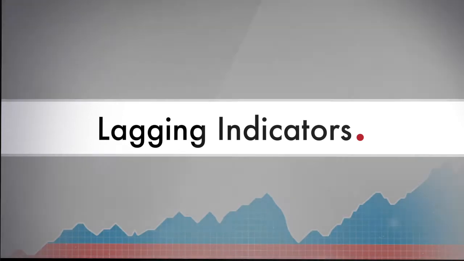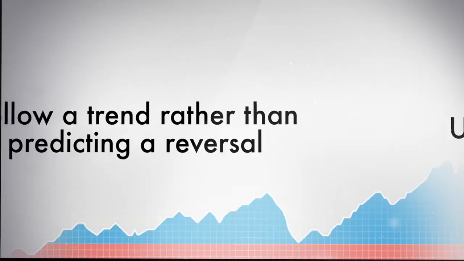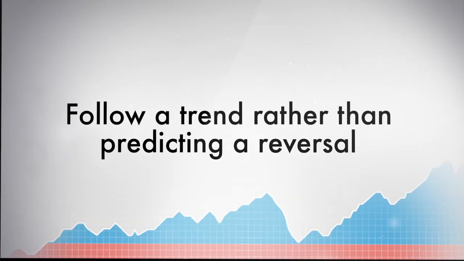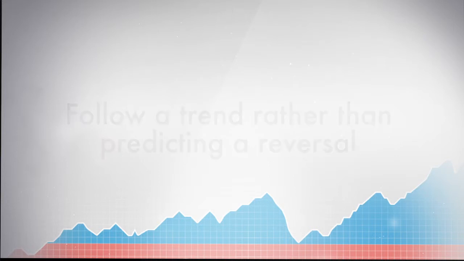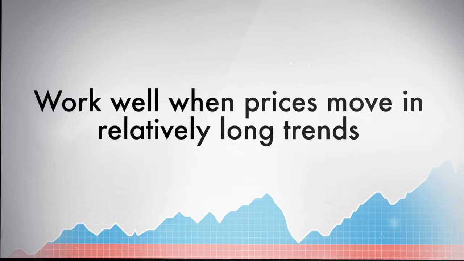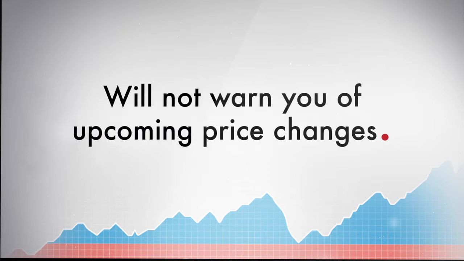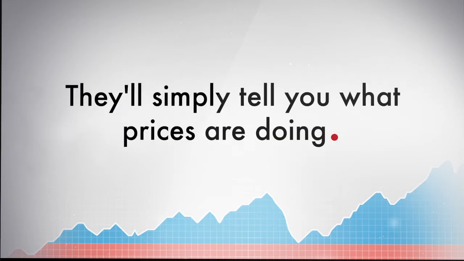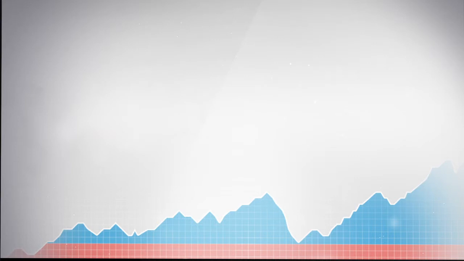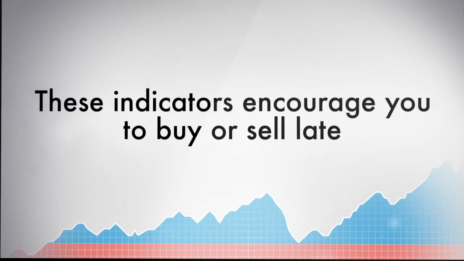Lagging indicators are used for trend determination and are the indicators that would follow a trend rather than predicting a reversal. These indicators work well when prices move in relatively long trends. They don't warn you of upcoming changes in prices, they simply tell you what prices are doing, i.e. rising or falling. These trend-following indicators usually make you buy and sell late.